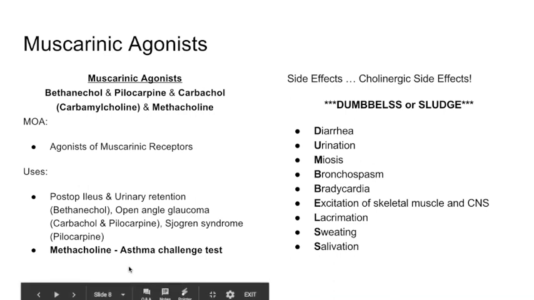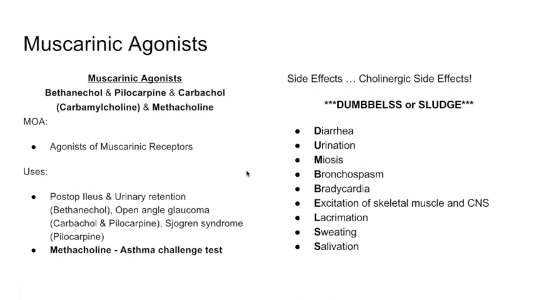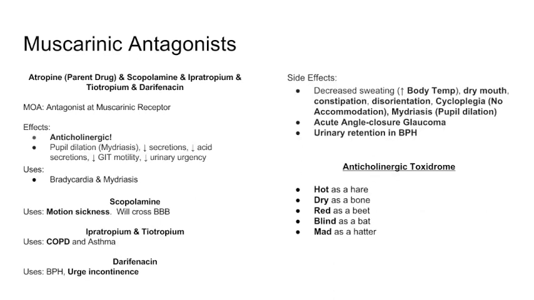So remember, muscarinic agonists' cholinergic side effects, or in this case, uses, can help us determine what these drugs are used for and what will happen if you take them. So now we move on to the antagonists. Atropine is our parent muscarinic antagonist. We also have a few more: scopolamine, ipratropium, tiotropium, and darifenacin.